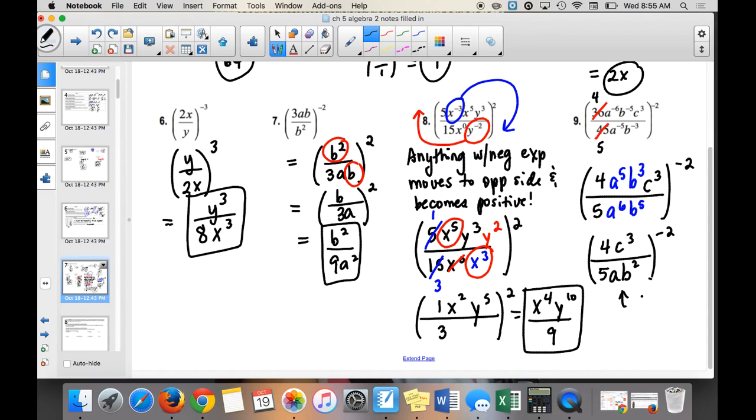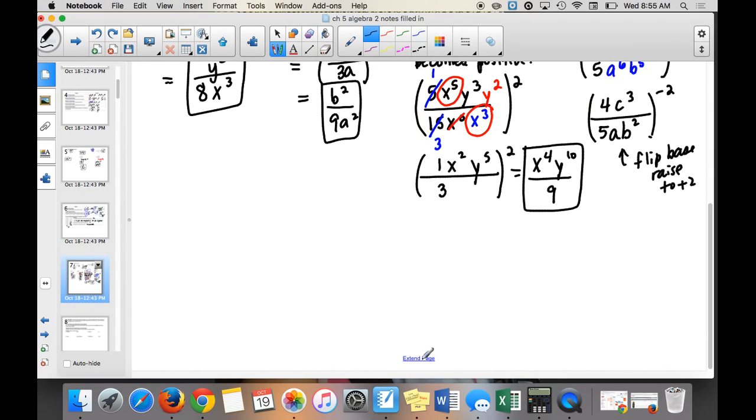So we're going to flip the base. And we're going to raise to positive 2 now. So when I flip the whole base, I'm going to write my 5ab squared all over 4c cubed, all raised to the negative, or now to the positive 2, right? I changed my power. Instead of negative, I now have positive because I flipped everything inside. Took the reciprocal. So final step, raise everything to the 2.